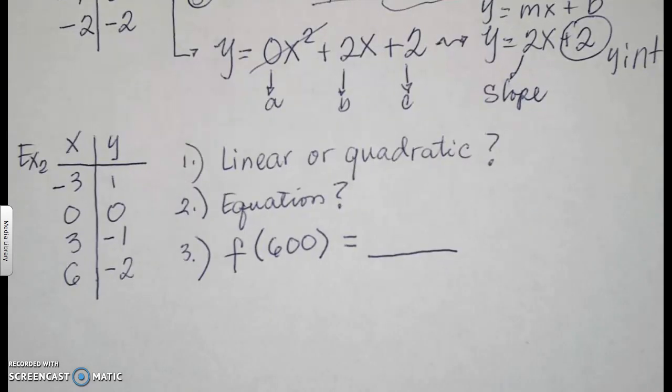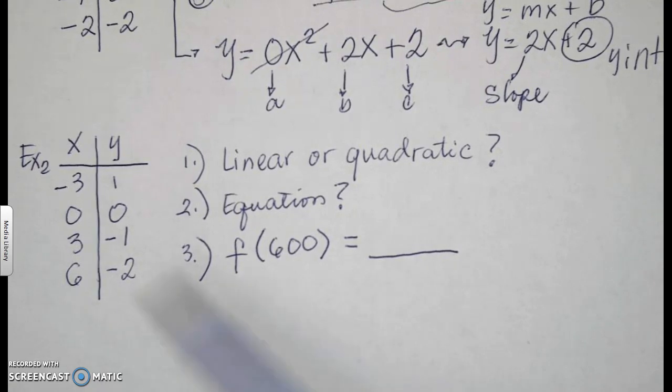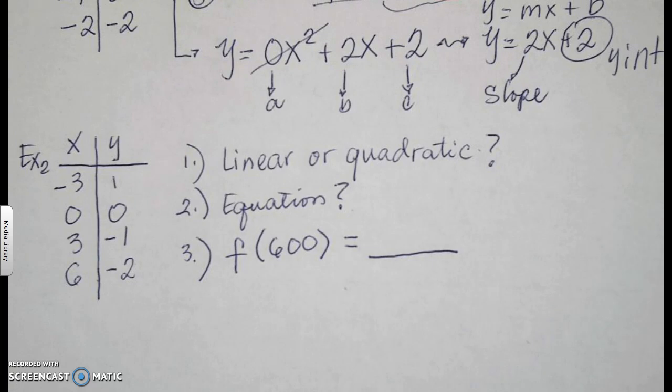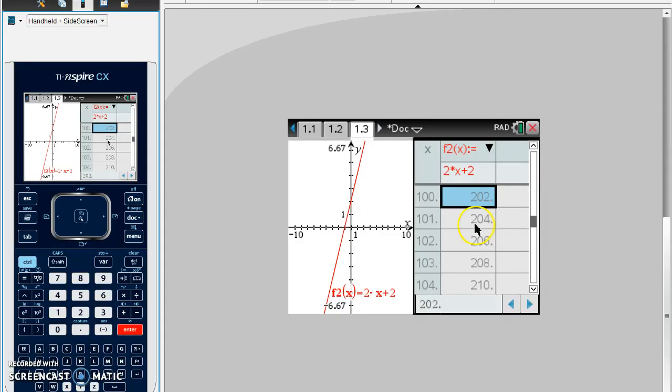All right, example number 2. This table, is it linear or quadratic? What's the equation and what's f of 600? So let us begin. Get the calculator.